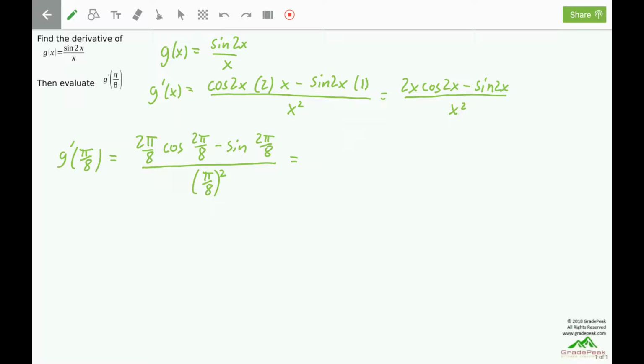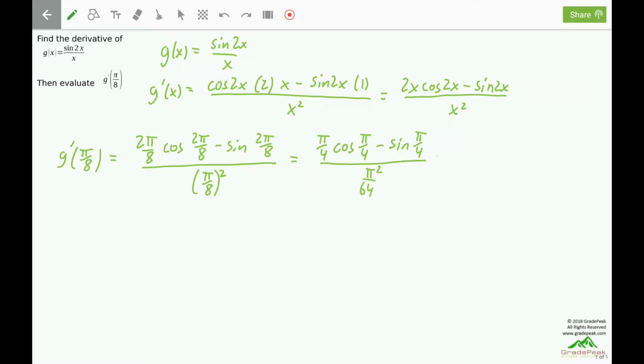Now in the numerator, 2 pi over 8 can reduce to pi over 4 everywhere we see it. So we have pi over 4 cosine of pi over 4 minus the sine of pi over 4, and then all of this divided by, let's square each of these, pi squared, and then 8 squared is a 64.